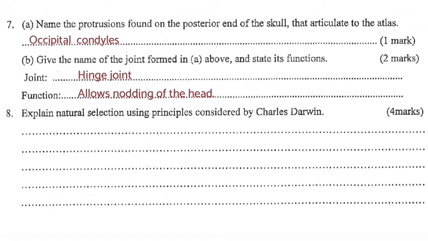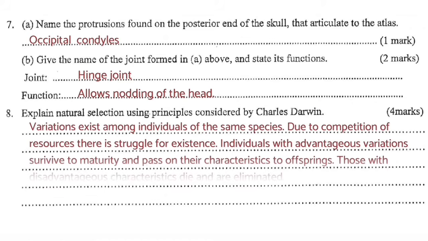Our next question. Explain natural selection using principles considered by Charles Darwin. So Charles Darwin proposed the theory of natural selection that is based on the following principles. Number 1, variations exist between individuals of the same species. That means that within individuals of the same species, such as humans, you are going to have differences that are present. Now what will happen is that due to competition for resources, you are going to have individuals of the same population struggling for existence.